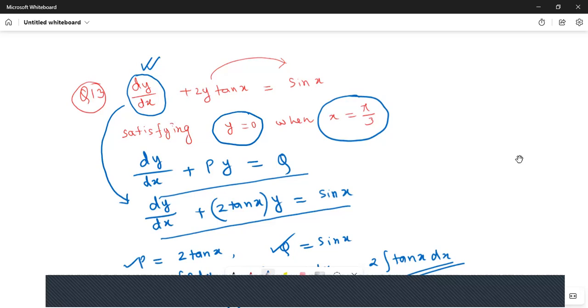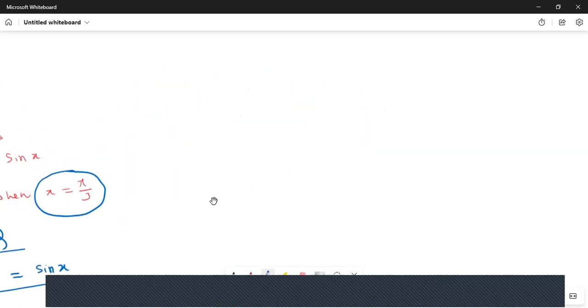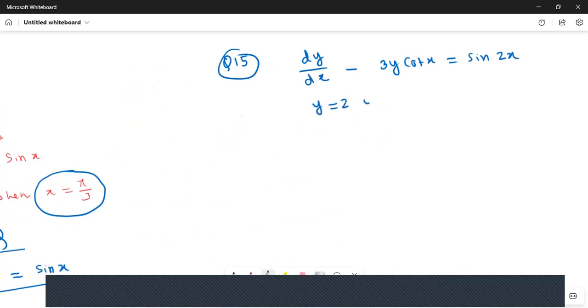Okay, so we will go ahead with another question. Let's do question number 15. All right, question number 15, which is, again, they are asking to find a particular solution. And the differential equation is dy dx minus 3y cot x equal to sine 2x. And they have given the condition here satisfying y equal to 2 when x equal to pi by 2.